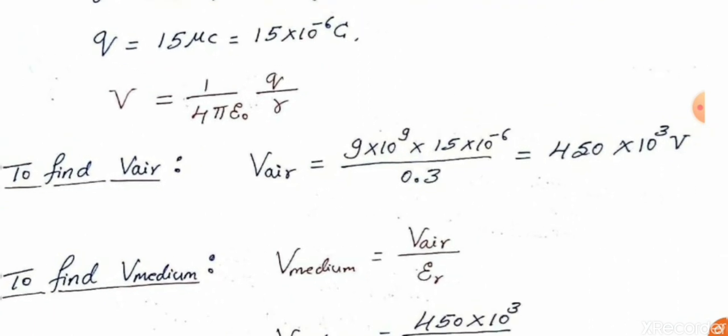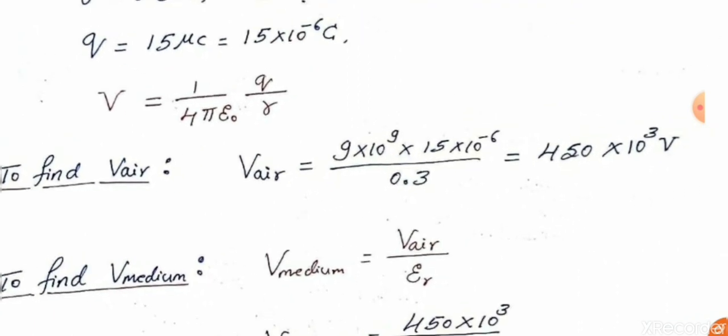First find out for the air medium, substitute the values. 1 by 4 pi epsilon naught value is 9 into 10 power 9, and substitute the charge value as 15 into 10 power minus 6, and the distance r value is 0.3 meter, it's given. So you get V air as 450 into 10 power 3 volt.